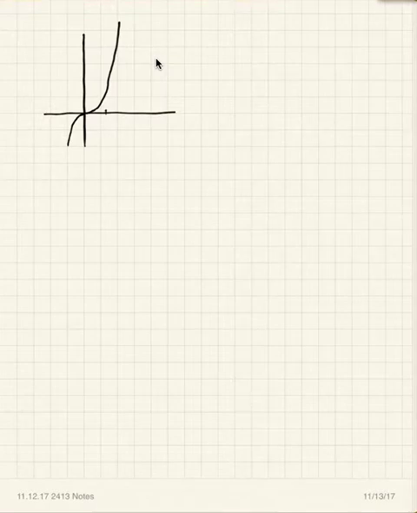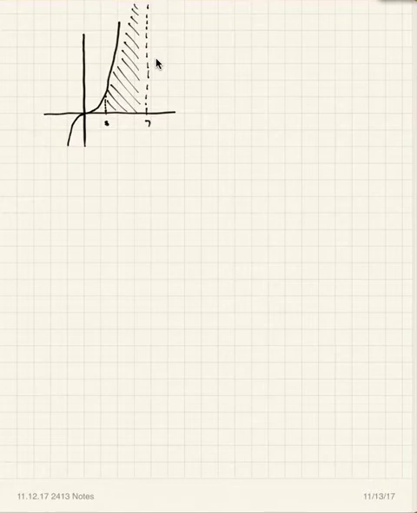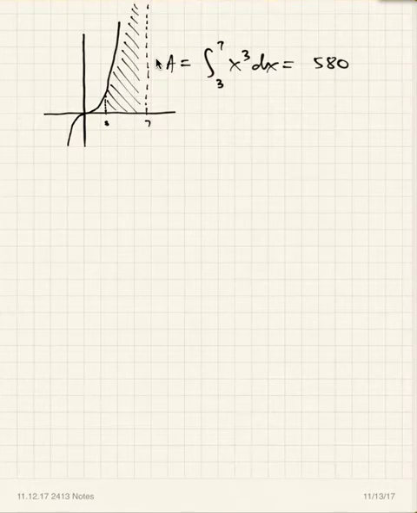And what are we doing? We're looking at the area bounded from 3 to 7. Remember, this is a really rapidly rising function. And so what did we just find in our definite integral from the previous page? We just found that the area of this region is the integral from 3 to 7 of x cubed dx. And we just found that to be 580, right? And you can interpret it as area because that region is entirely above the x-axis from 3 to 7.